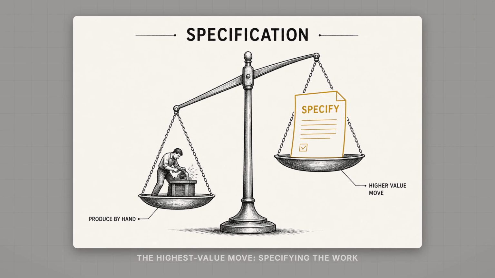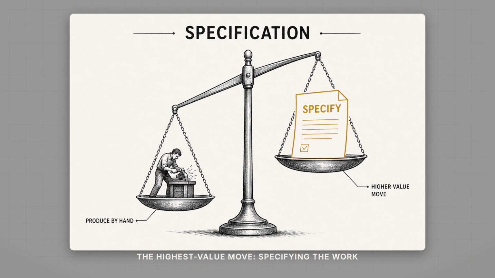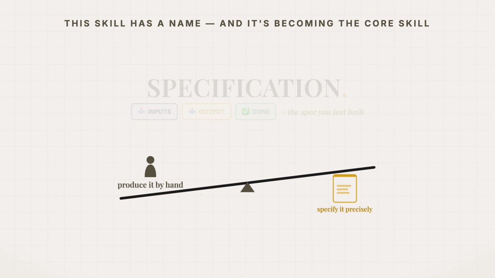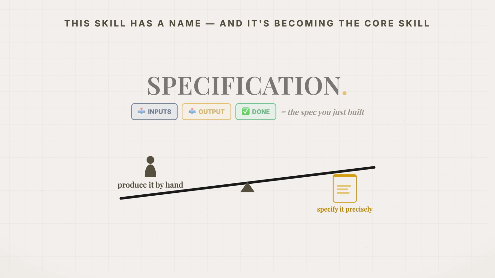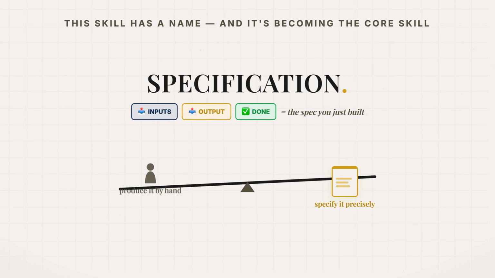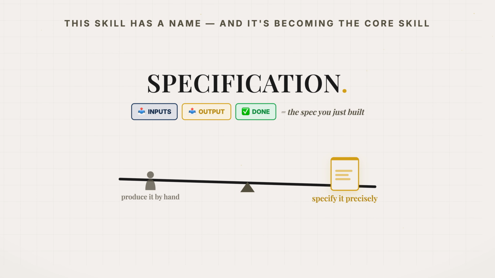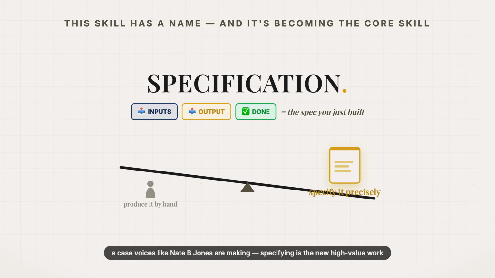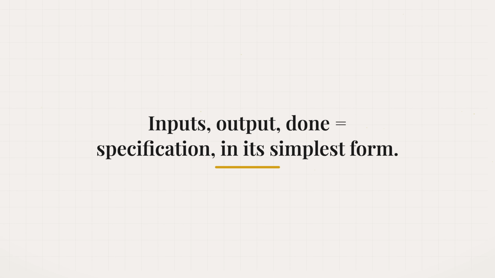There's a name for what you're doing when you answer those 3 questions, and it's becoming the core skill of working with AI: specification, writing the spec. The case people are starting to make, Nate B. Jones is one of the clearer voices on it, is that the highest value thing a person does now isn't producing the work by hand. It's specifying the work precisely enough that something else can produce it for you. That's the shift the whole job is going through. And inputs, output, done is specification in its simplest, most usable form. You don't need a template or a framework. You need to be able to answer 3 questions about a task in writing.